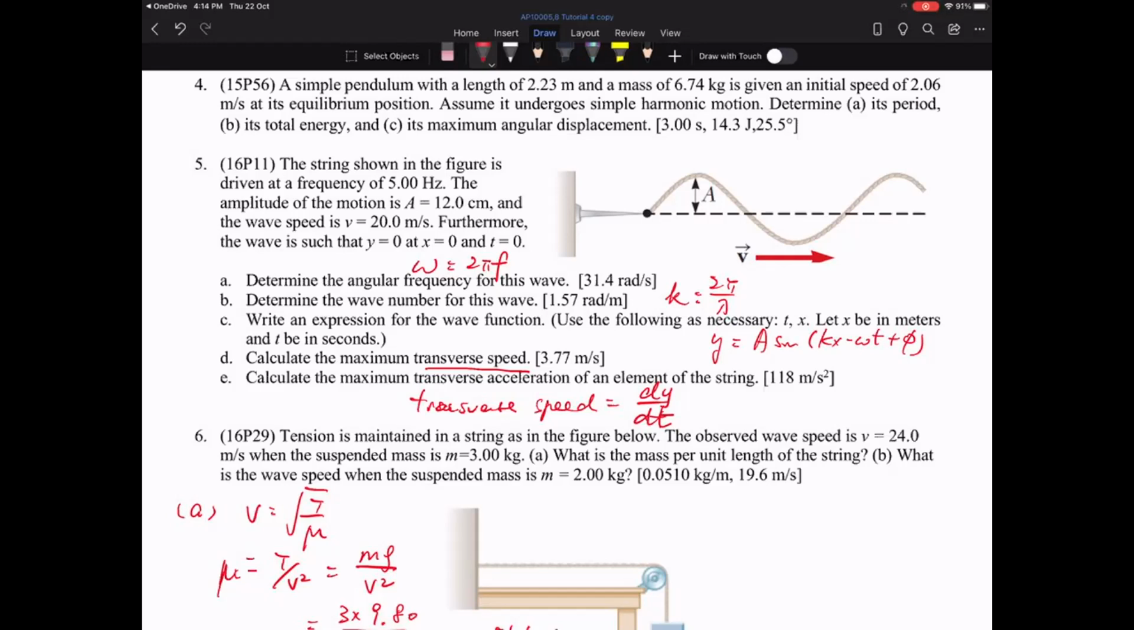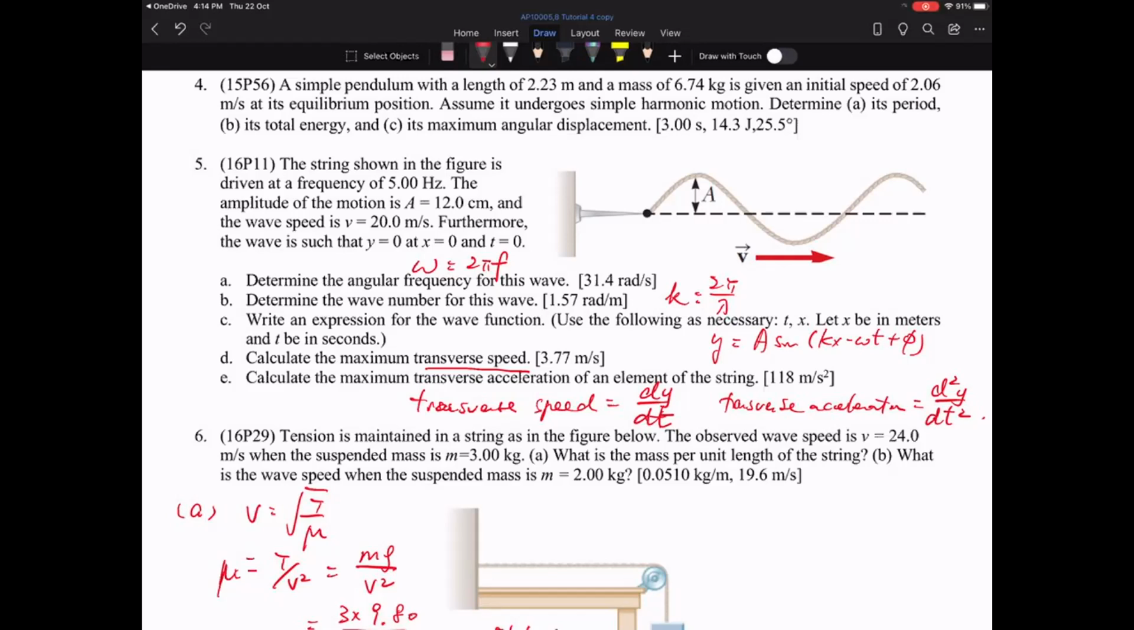So similarly for part E, transverse acceleration is equal to the second order derivative of y with respect to t. Once again, that is not to be asked unless equations are given to you.